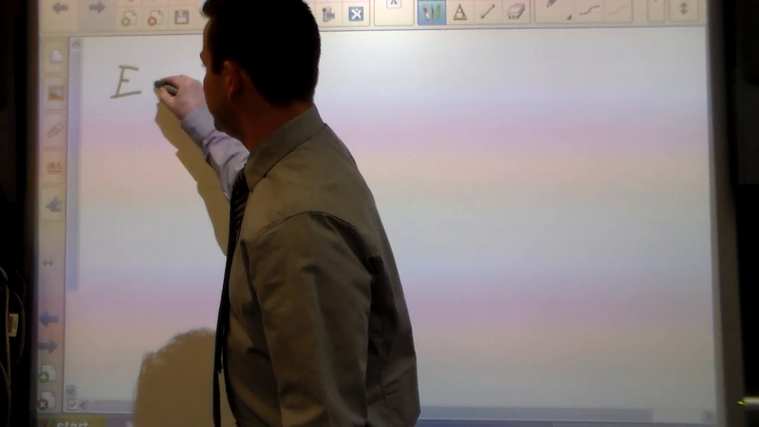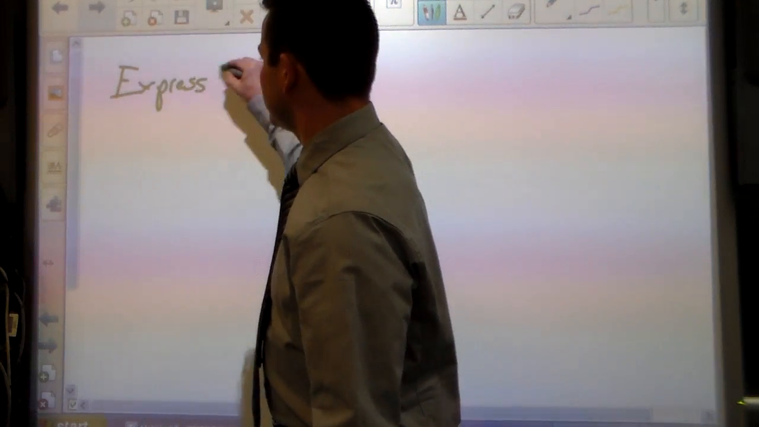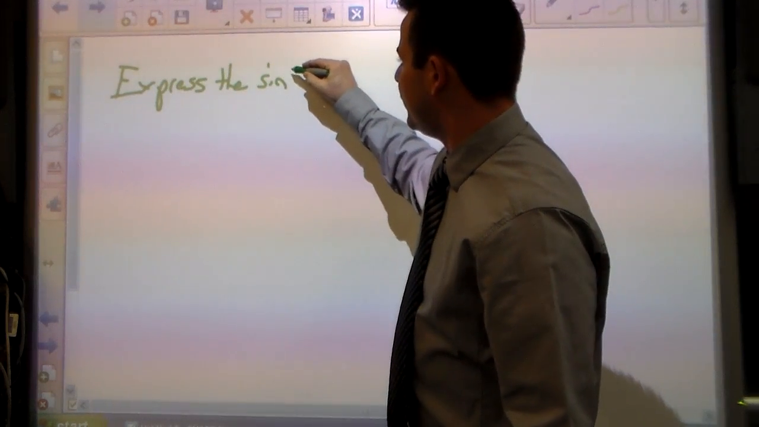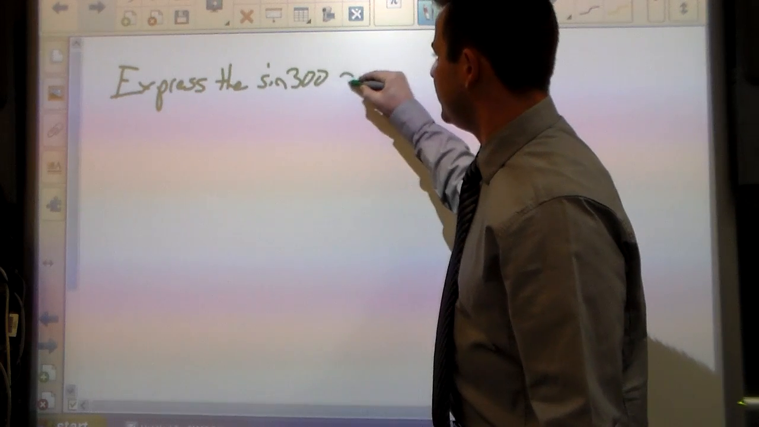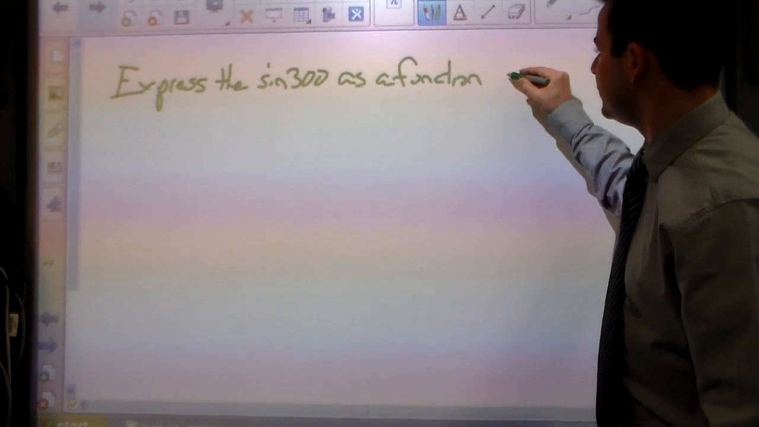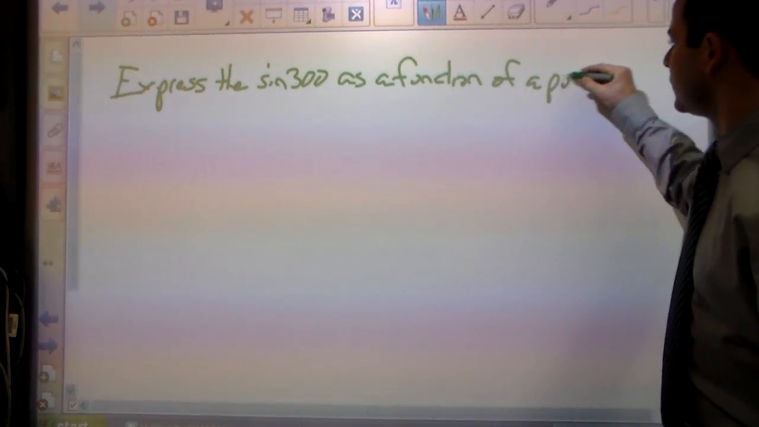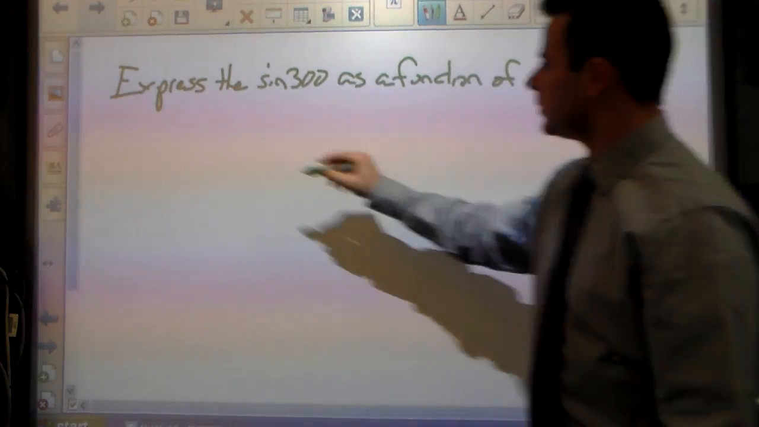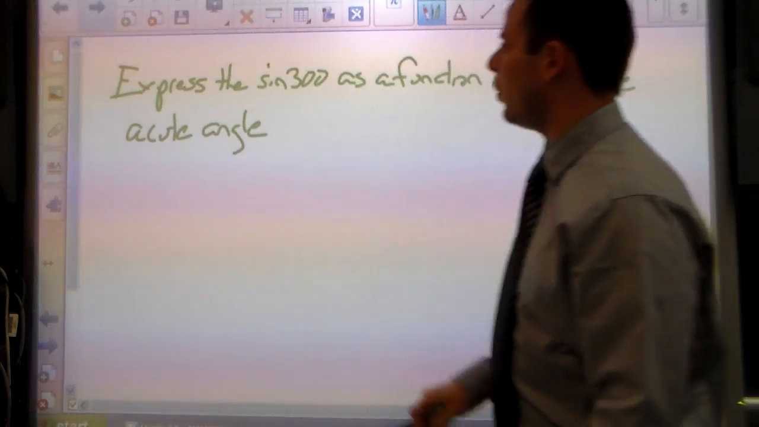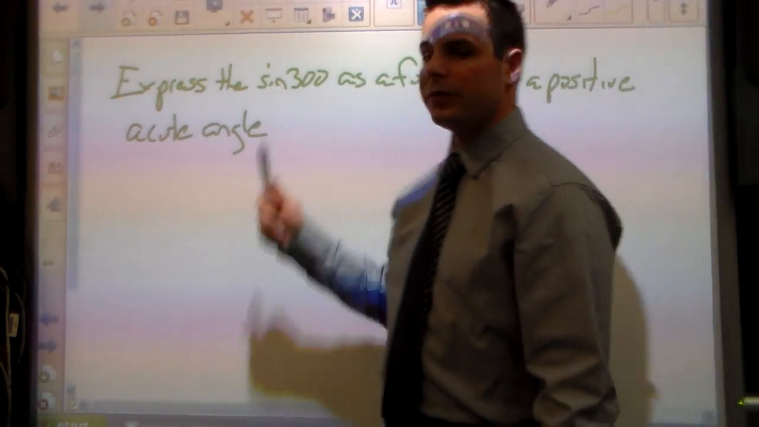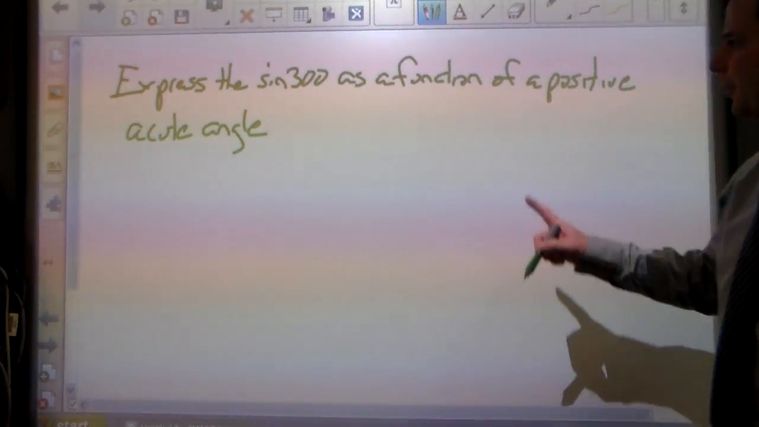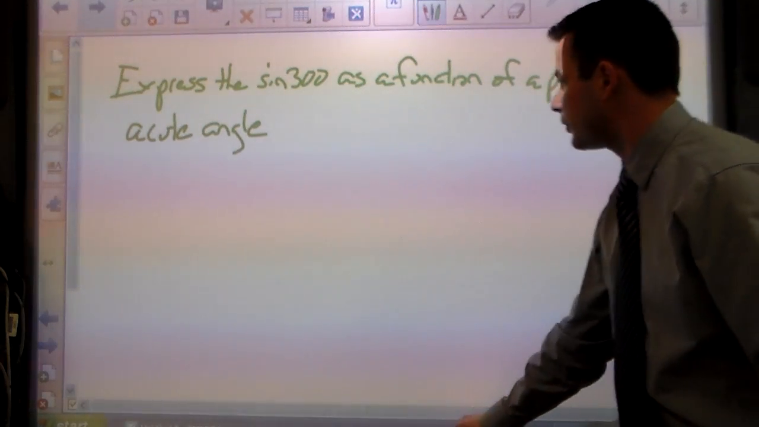Let's express the sine of 300 as a function of a positive acute angle. So now what this is asking you to do is change 300 to a reference angle and then calculate an equivalent function. The first thing we'll have to do is find the reference angle for 300 degrees.